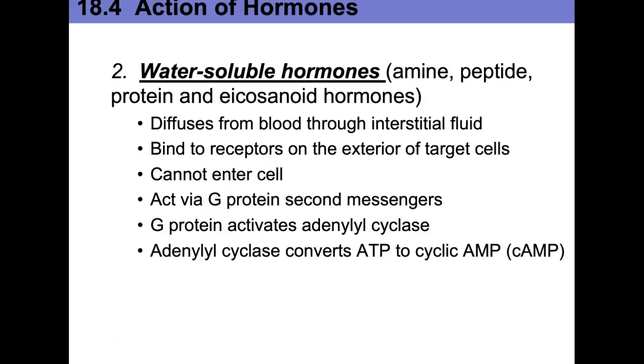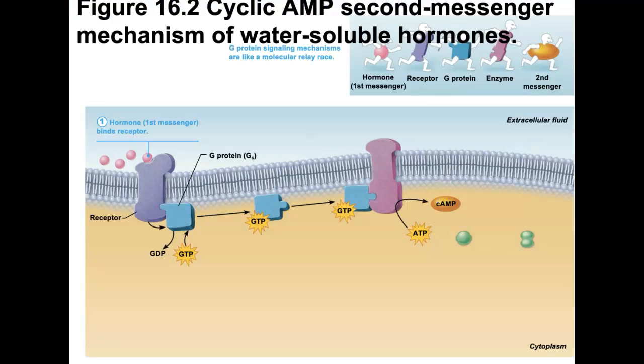And this G protein is going to activate a chemical called adenyl cyclase, which is going to then convert ATP to cyclic AMP, or cAMP, is how we refer to that. And so here's just a little picture. And you can see in pink is our water-soluble hormone. It cannot go into the cell. It has a receptor in purple.